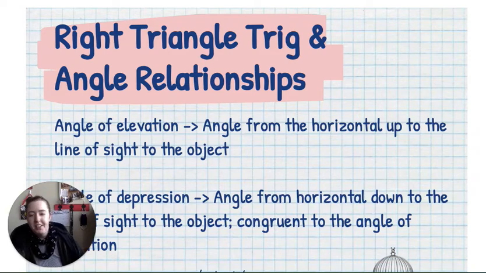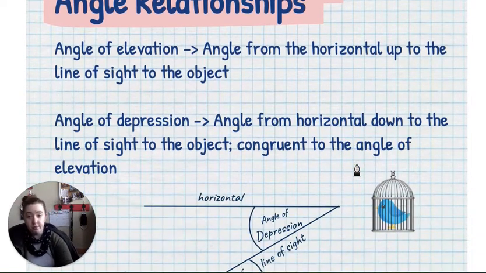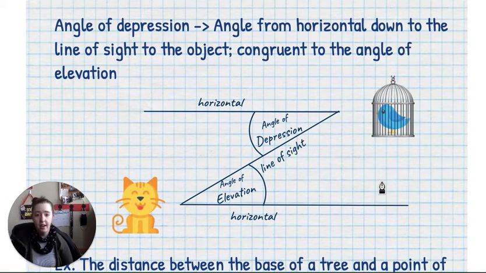Hey, today we're going to look at a little bit more right triangle trig and other angle relationships in trigonometry. So from geometry, you probably remember angles of elevation. Angle of elevation is from the horizontal up to the line of sight of the object. For angle of depression, it's from the horizontal down to the line of sight to the object. The angle of depression and the angle of elevation are actually going to be congruent to each other.